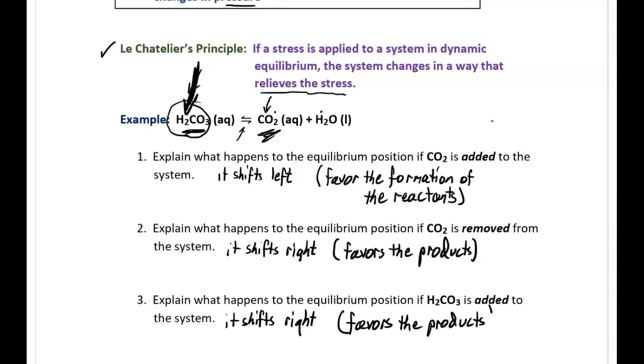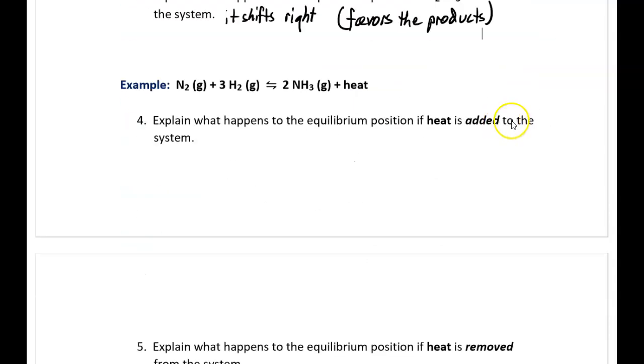Here's another example. N2 plus 3H2 produces 2NH3 plus heat, and the double arrow indicates it's reversible. So the reverse reaction is happening at the same time. Now question 4, explain what happens to the equilibrium position if heat is added to the system. Well, where is heat? Heat's over here. Heat's on the product side of the equation.